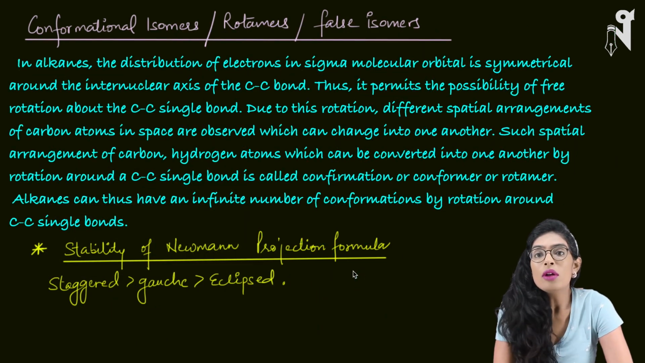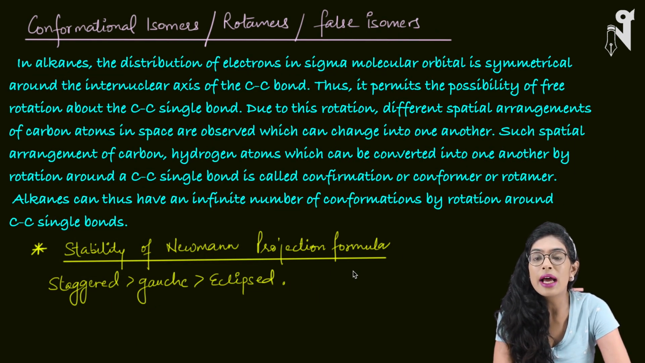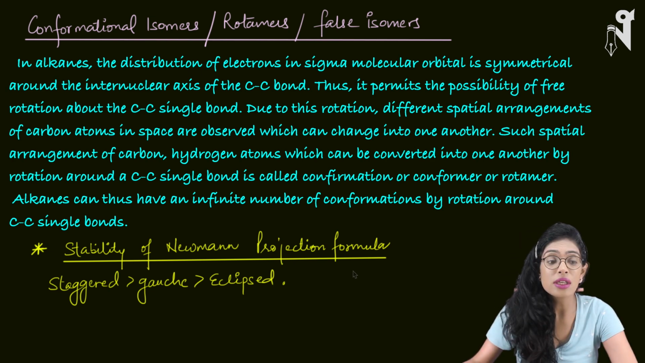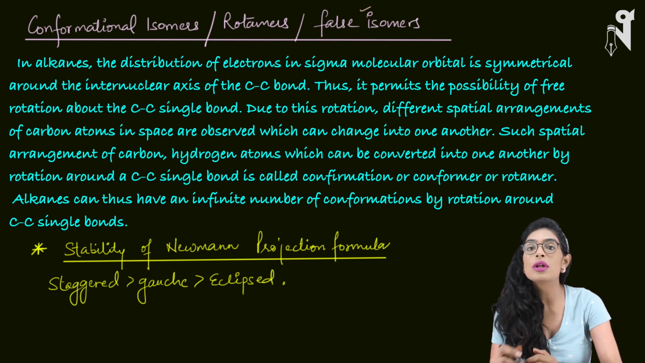Okay, so now what all we have understood, all that we will read here, we will understand the terms and the definition, whether it's matching with what we have learned or not. As I have mentioned earlier also, the conformational isomers are also called as false isomers. There is another term also for these conformational isomers, and that is rotomers. What exactly are the rotomers?